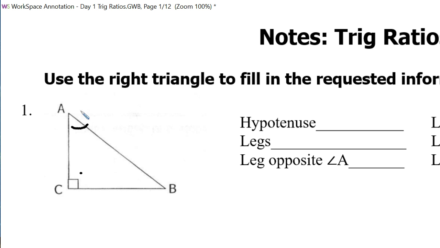Now, sides, we use lowercase letters, and it's going to correspond to the same letter as the angle. So if this is angle C, then the side opposite will be side C. So for the hypotenuse, it needs to be a lowercase c.